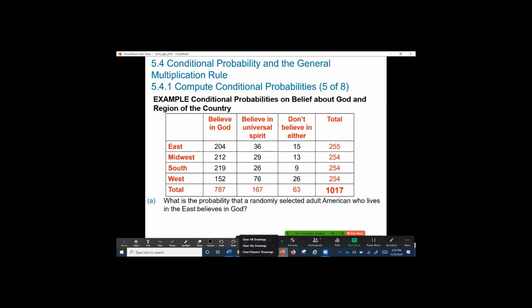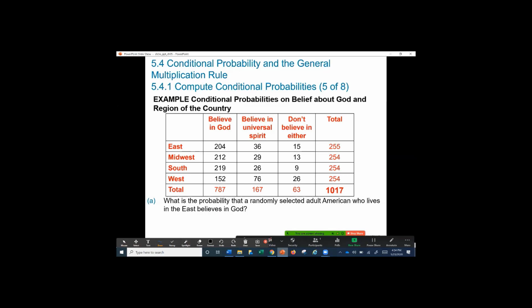Then I would repeat, what is the probability that a randomly selected adult American who lives in the East believes in God? Actually, this is a conditional probability. What is the condition? Can you guess which one is the condition here? The condition is who lives in the East. What is the probability that they believe in God? Then, given the condition, we need to write this in this way.